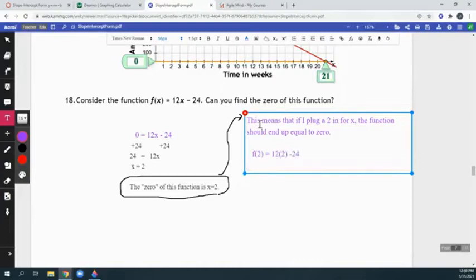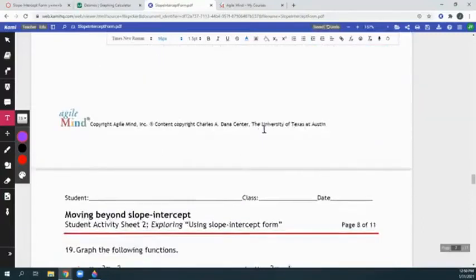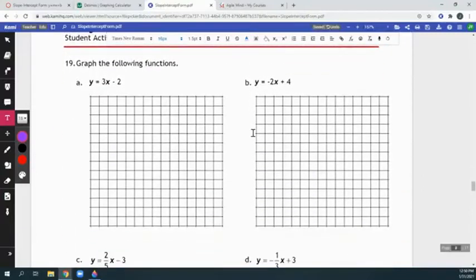Well, that's 24 minus 24, which is, you guessed it, f of 2 equals 0. F of 2 is the 0 of this function. If I plug in 2, I get 0 out. That's what makes something a 0. Hopefully that made sense. Okay, we're to this bit.